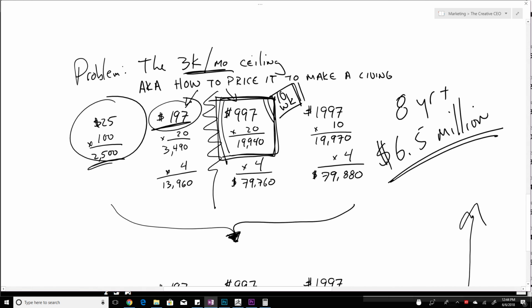Okay, now I'm going to give you an example of a way that you can do this, because all of these are price points that attract customers.